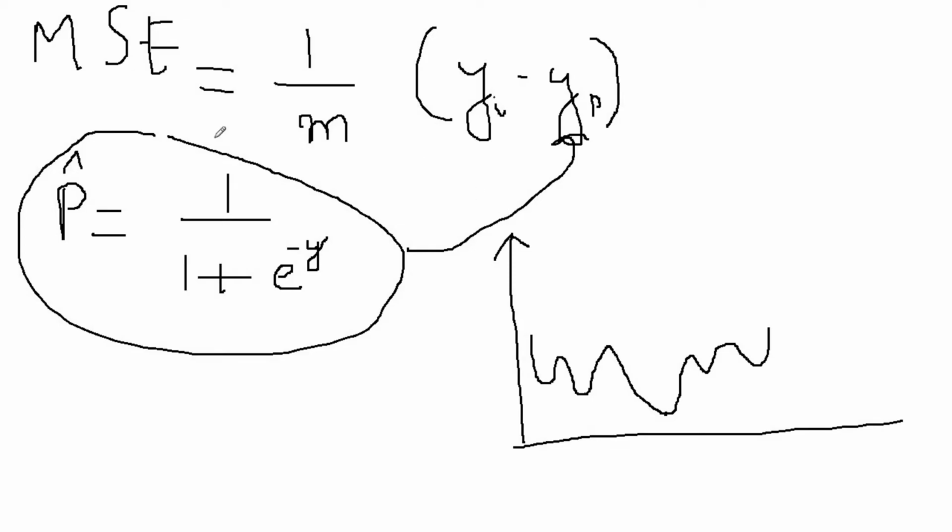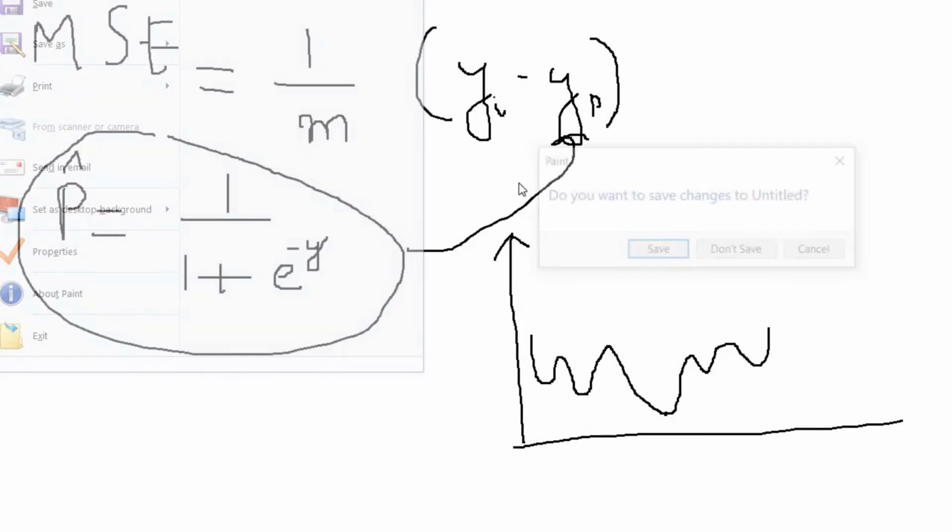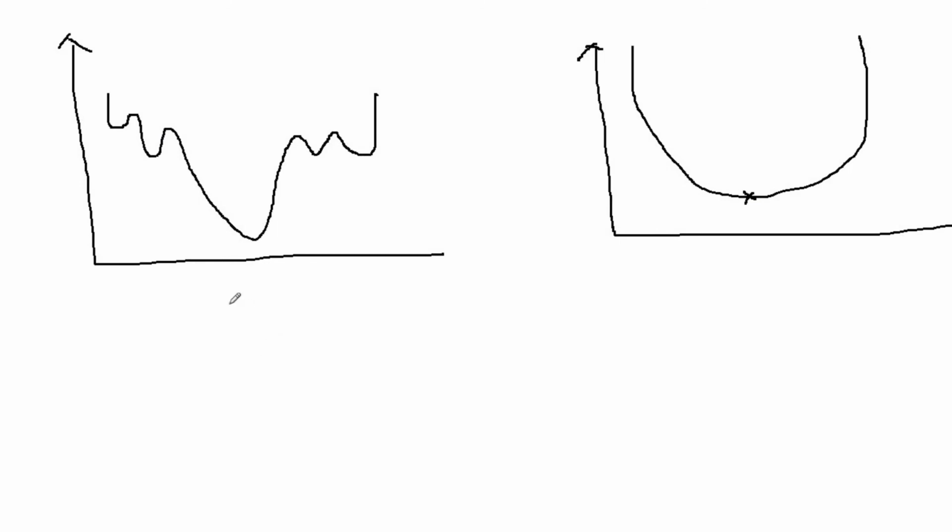We'll see two equations which can be used for the log loss or the cost function of logistic regression. Due to the non-linear equation, which is 1 by 1 plus e to the power minus y or minus t, we get a non-convex curve with a lot of local minima, and gradient descent will not be able to converge in the global minima. However, there is a function which will help the gradient descent to converge in the global minima. Let's see which is that.